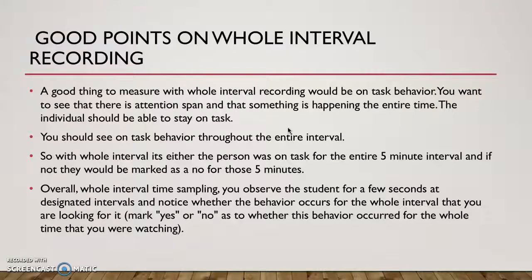Overall, with whole interval time sampling, you observe the student for a few seconds at a designated interval and notice whether the behavior occurs for the whole interval that you are looking for. So it's either marking yes or no to whether this behavior occurred for the whole time that you were watching.